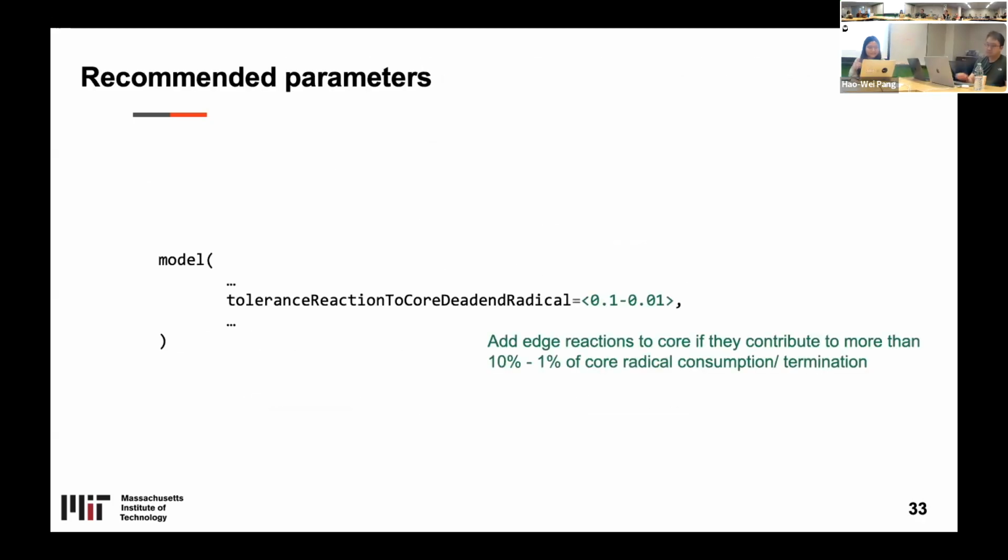The way you use this, you basically only need one parameter: the tolerance for moving a reaction to the core, the dead end radical tolerance. The physical meaning is that you add an edge reaction to the core if it contributes more than 0.1% to core radical consumption and termination. I usually use 0.1, which works pretty well for my system.